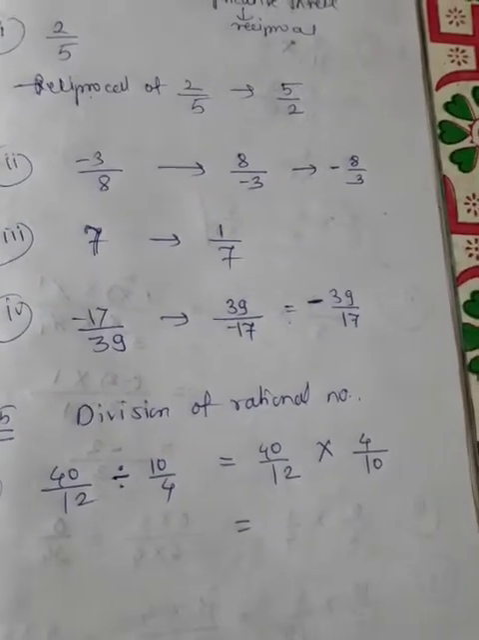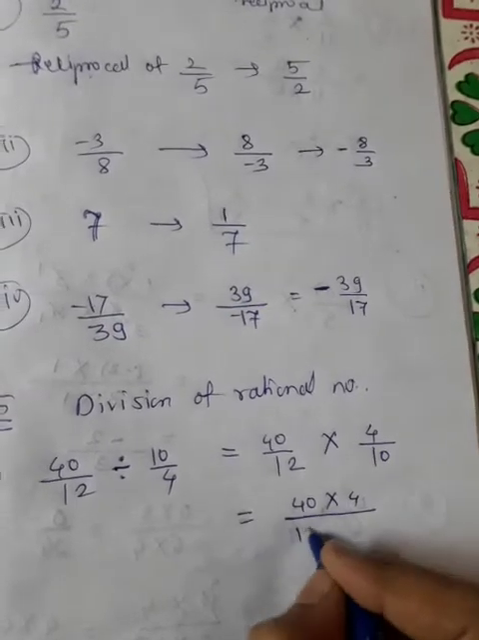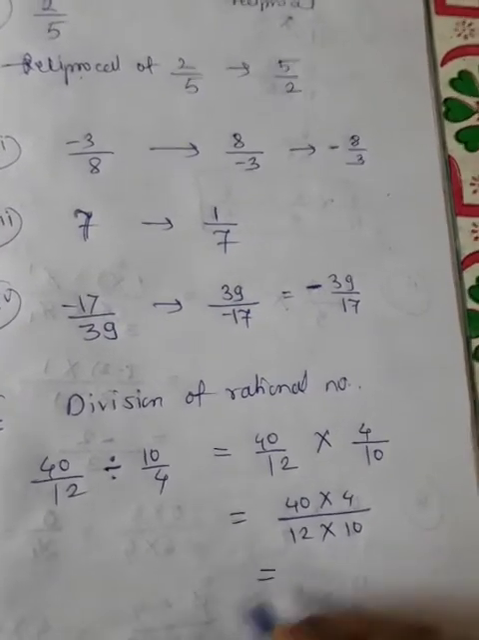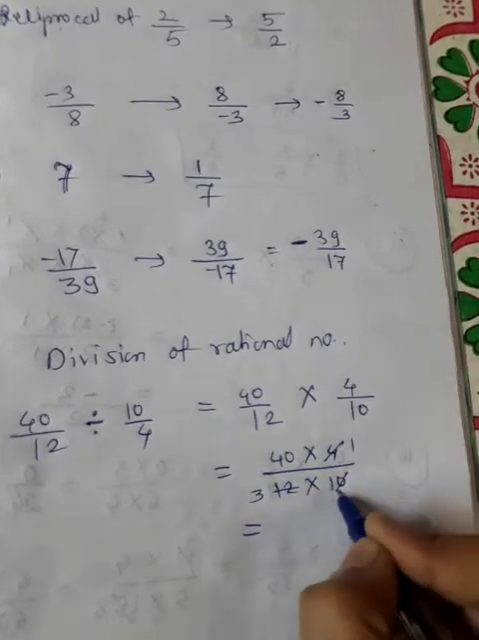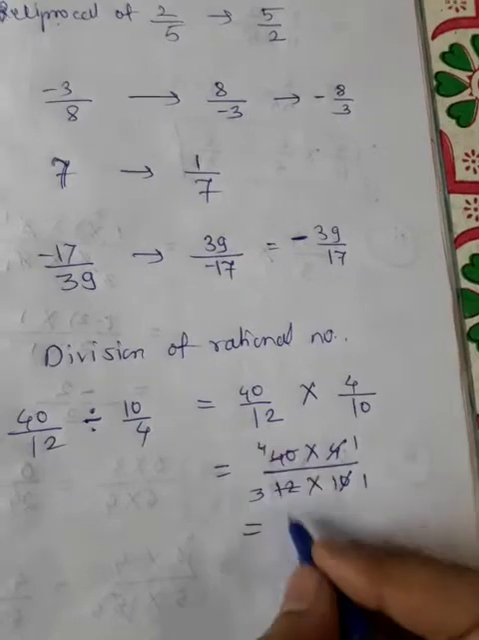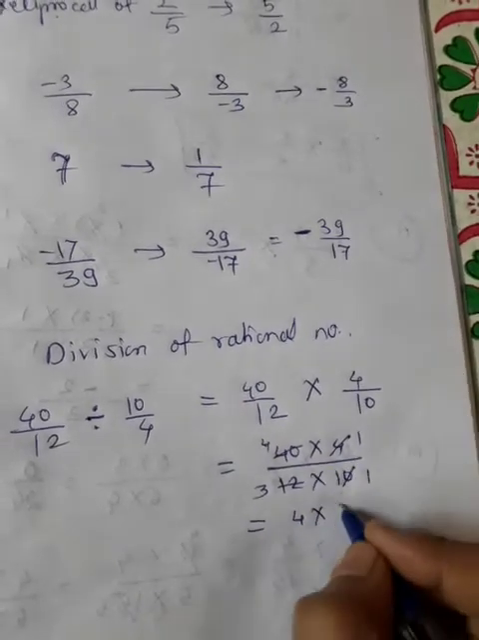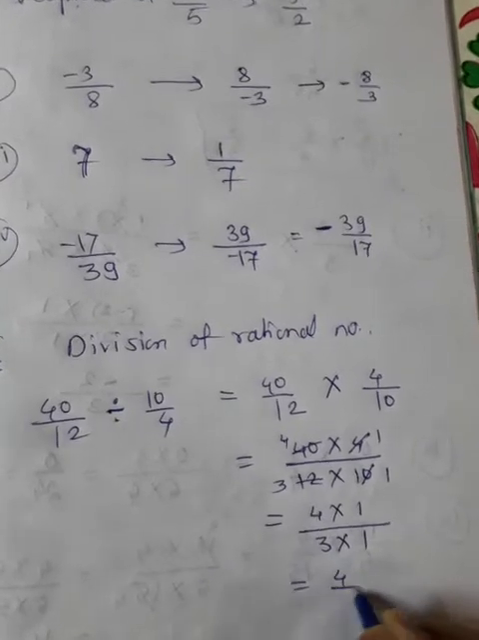Now do multiplication, so here 40 into 4 upon 12 into 10. So if possible then simplify. So here 4 1s are 4, 4 3s are 12, 10 1s are 10, 10 4s are 40. So what remains? 4 multiply by 1 upon 3 multiply by 1. So our answer is 4 by 3.